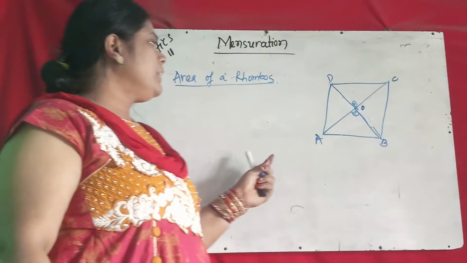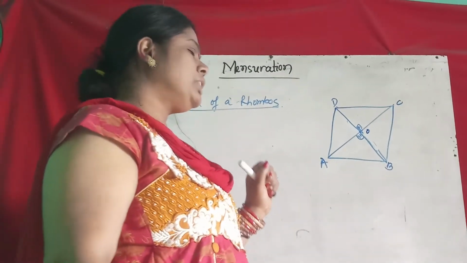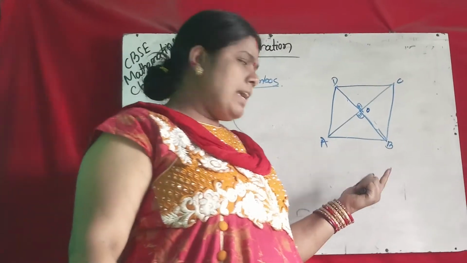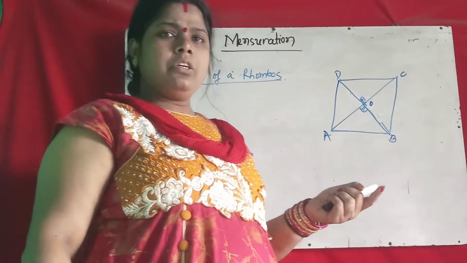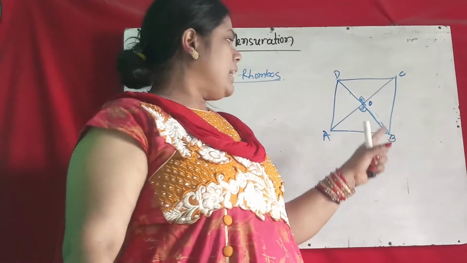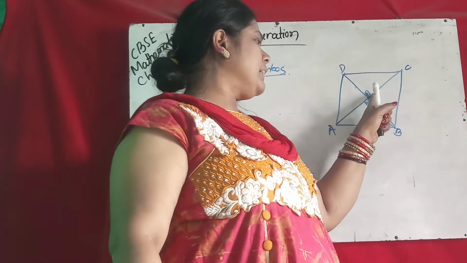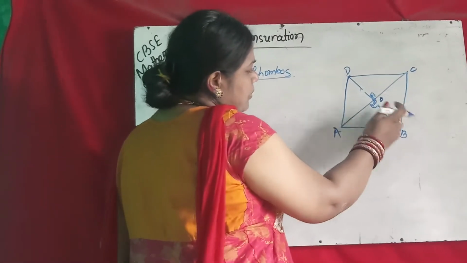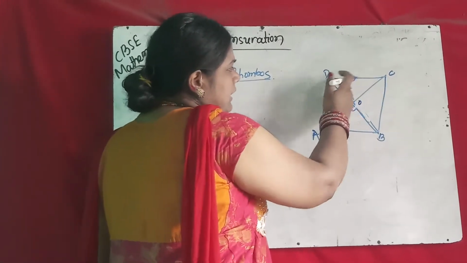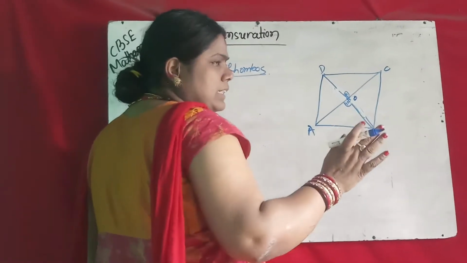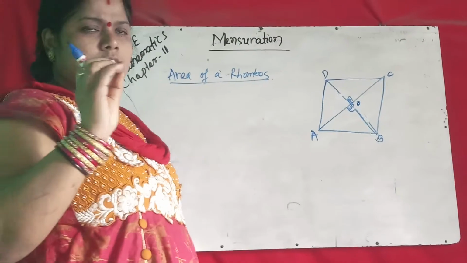Now, area of a rhombus. In a rhombus, all sides are equal to each other, opposite sides are parallel, and the diagonals bisect each other at 90 degrees, a right angle. Bisecting each other means DO equals OB and AO equals OC; DC is parallel to AB, and AD is parallel to BC. So these are the properties of a rhombus.